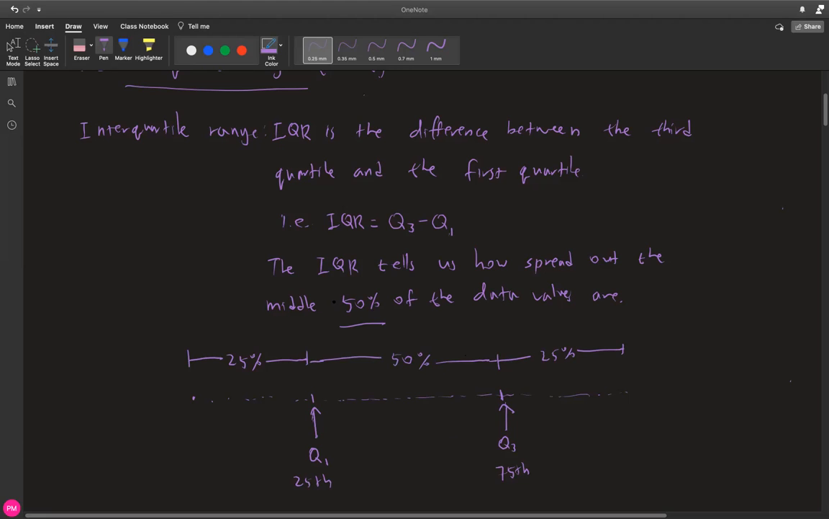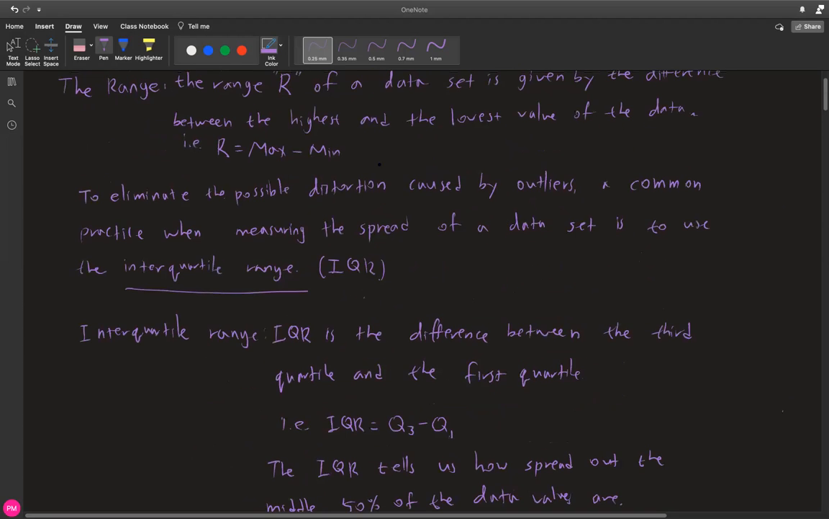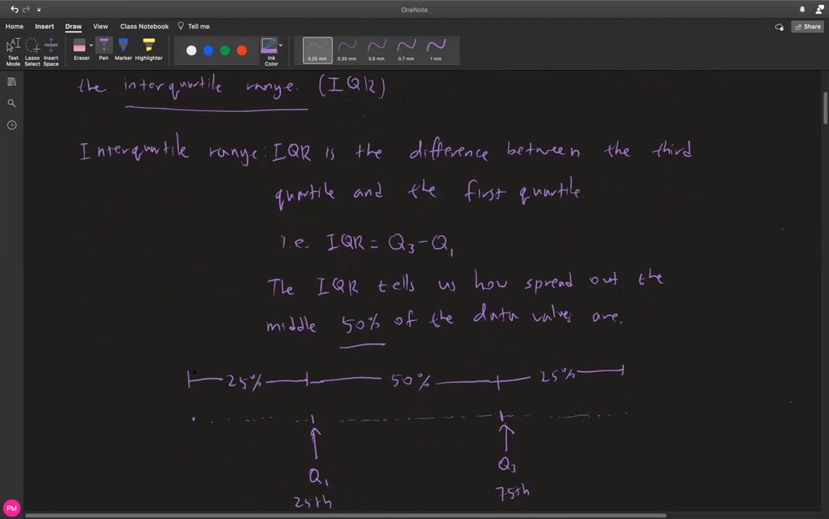So this is important. When we're just talking about the regular range, it's the entire range from the minimum to the maximum, and it interprets the spread of 100% of the data. Whereas the interquartile range, IQR, represents the spread of the middle 50% of the data. So both together are a very useful tool to interpret the spread of the data.